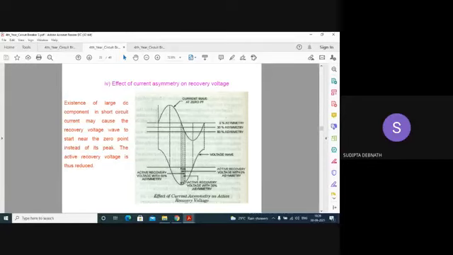So, existence of large DC component in short circuit current may cause the recovery voltage wave to start near the zero point instead of its peak. Ultimately, if we go on increasing, at one time it is possible that it is starting from almost zero position, though it never happens. But you can at least say when there is large asymmetry, the active recovery voltage decreases. So these are the four conditions that we need to explain clearly.